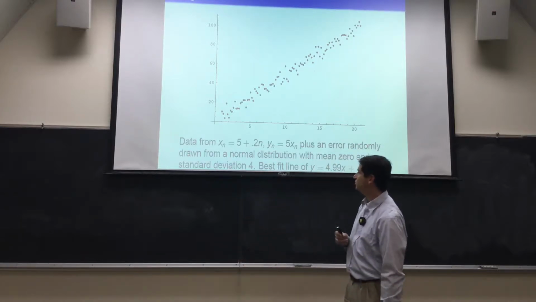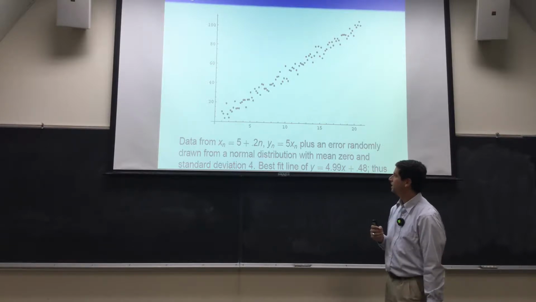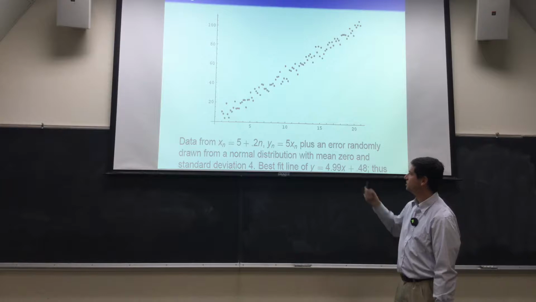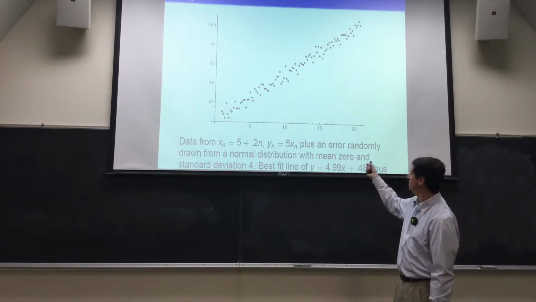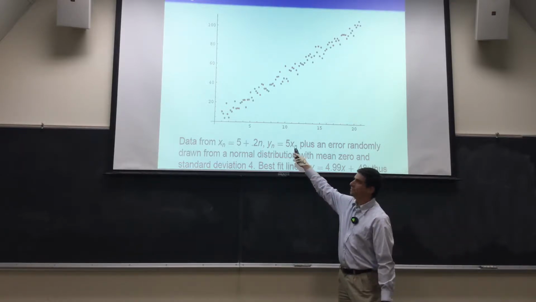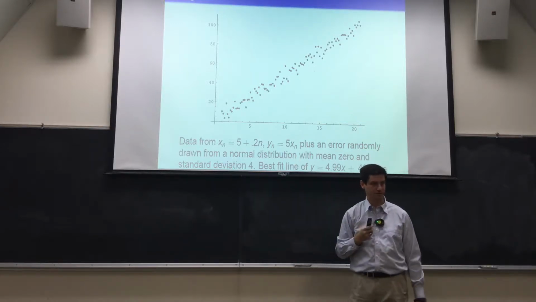All right, so I actually drew the data from x_n is 5 plus 0.2n. Those were my choices for x. My choices for y_n were 5 times x_n plus an error randomly drawn from a normal distribution with mean 0 and standard deviation 4. And so if it was perfect, if it was y equals kx, k would be 5 in this problem. And I put some Gaussian noise in.